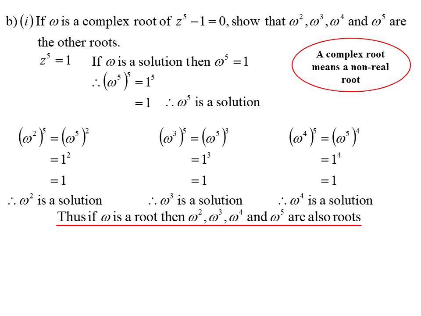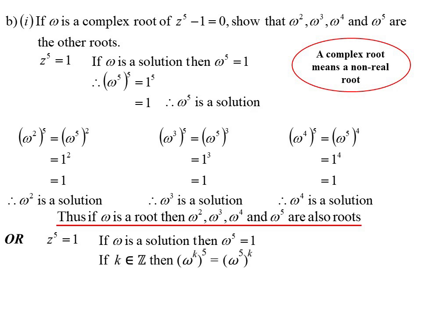Of course, there is another way of doing that which is a little bit quicker, essentially the same thing. What we do is this. Start with the equation, z to the power of 5 is equal to 1. And again, I'm starting exactly the same. Well, if omega is a solution, then we know omega to the power of 5 is equal to 1. We know that to be true. But I'm going to just play around with set notation here a bit. If k belongs to the integers, so k is any integer I like.